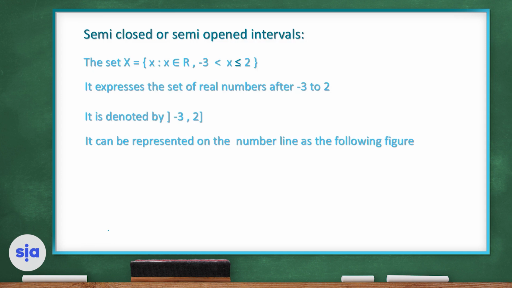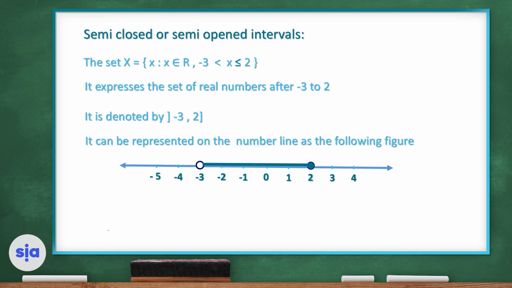How can we represent this on a number line? You will find that the circle above the -3 is a white circle, a not shaded circle. This means that it's opened, whereas the circle above the 2 is a closed circle. This means that it is closed. So remember in here, the -3 does not belong to this interval.